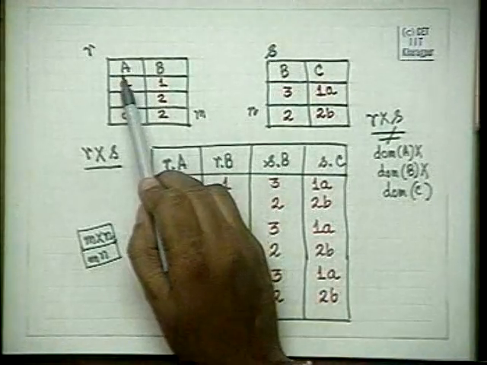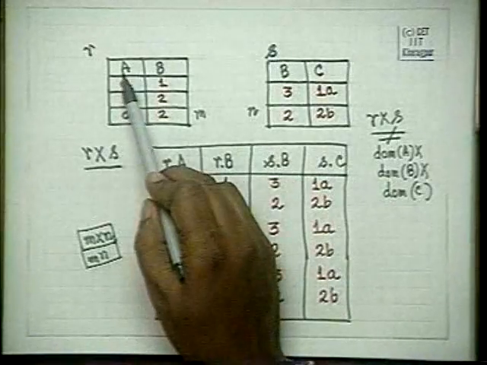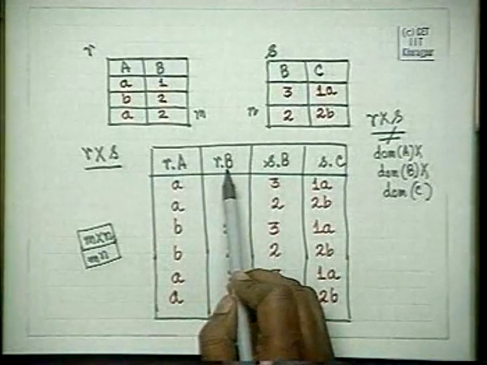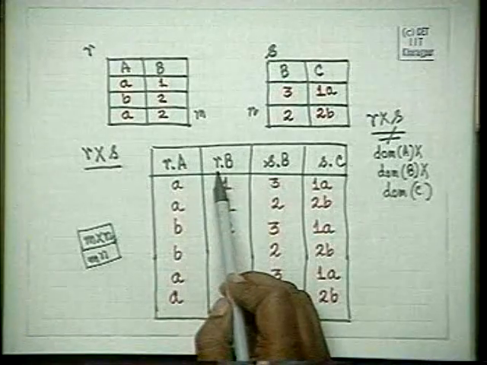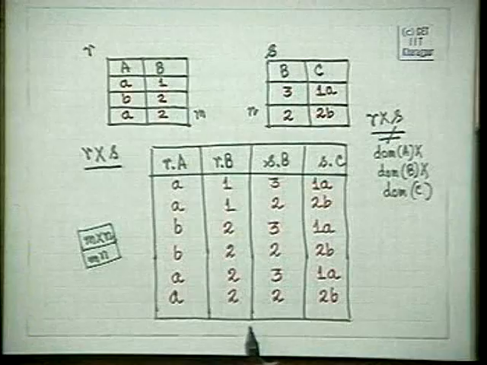What I said is that if there are 2 attributes here, there will be 4 attributes here. Those 2 corresponding to R will be specified by prefixing with R, and those corresponding to S will be specified by prefixing with S.